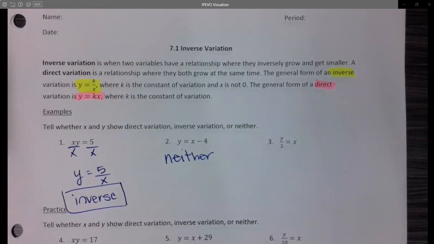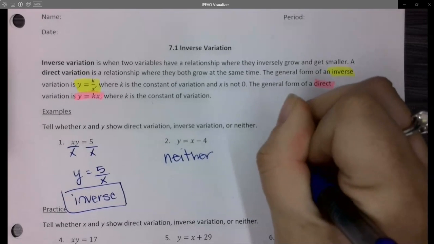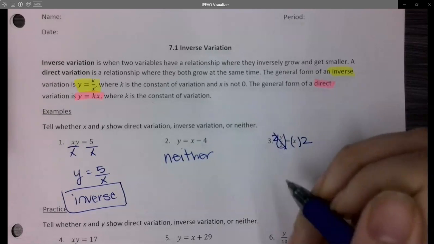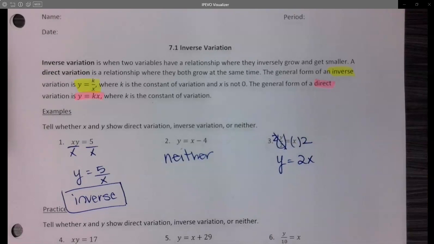Okay. And then on number three, I need to get y alone. So the opposite of dividing by 2 is multiplying by 2. Then I get the 2's canceling out on the left side, and y equals 2x. Okay. So which one is this? Direct.